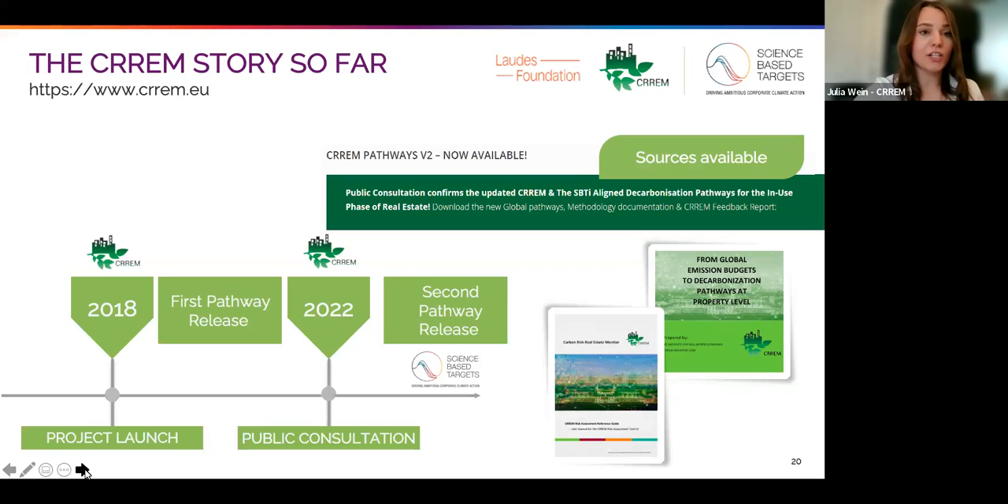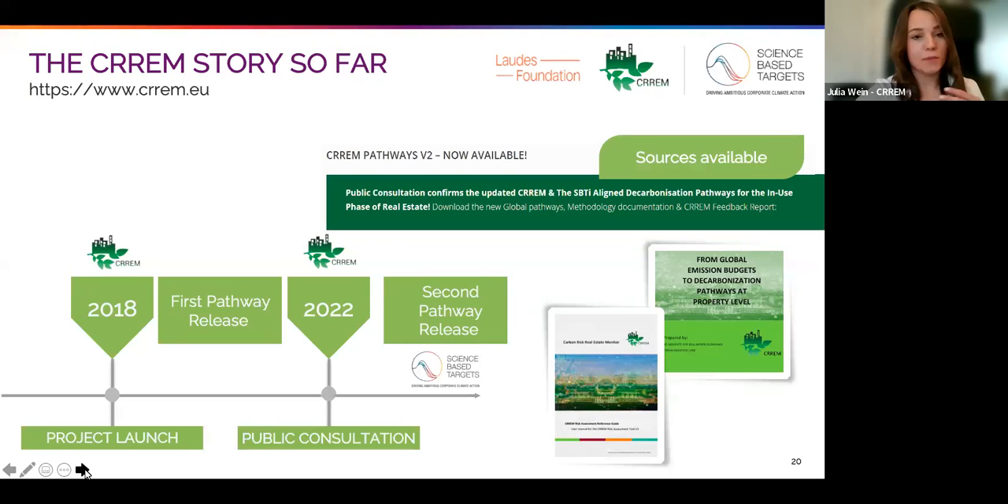The timeline, just highlighting our story so far: we launched the project back then in 2018. We actually just called ourselves a project. We were EU Horizon 2020 funded. We had the first baseline year then in 2018, but we also got follow-up funding with the Loudest Foundation. And then we decided, okay, for the new update, where the baseline year is now 2020, we will also collaborate and align everything with SBTi. And then this kind of got everything rolling.